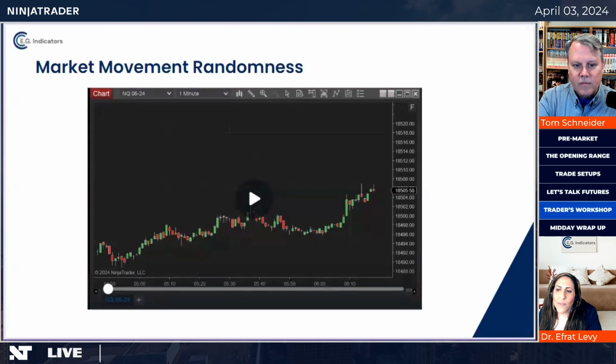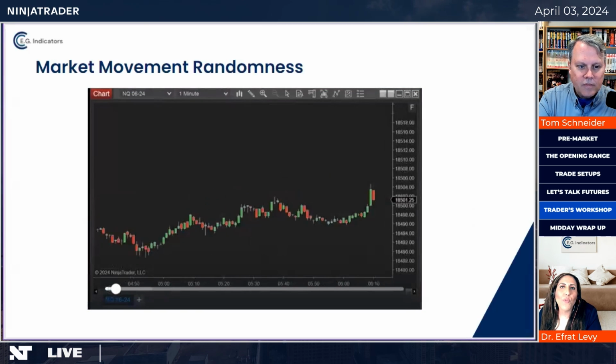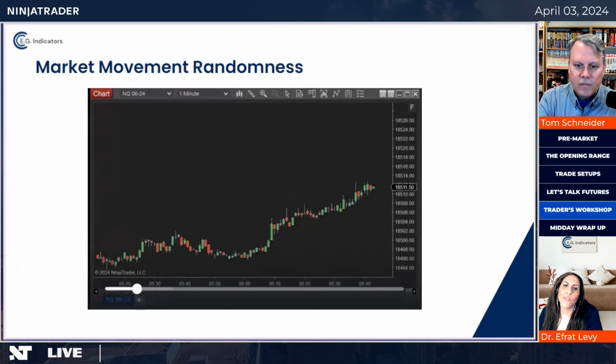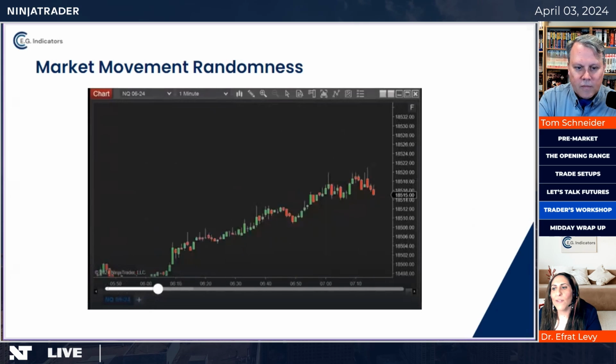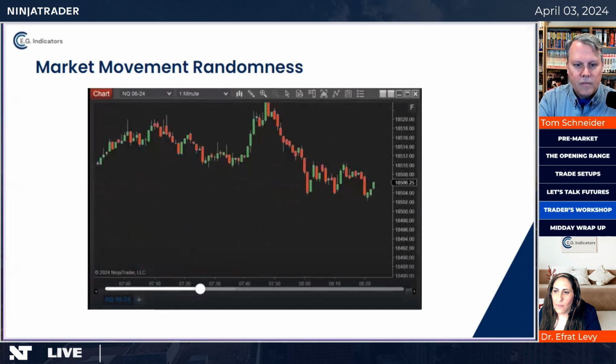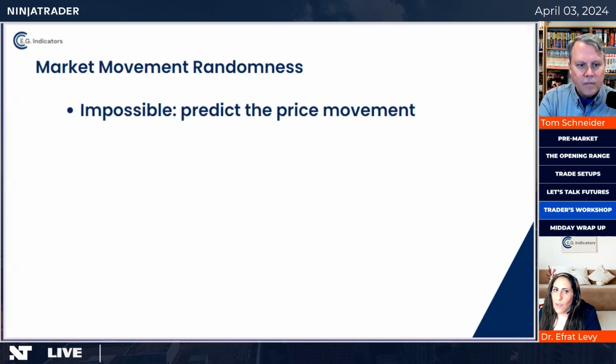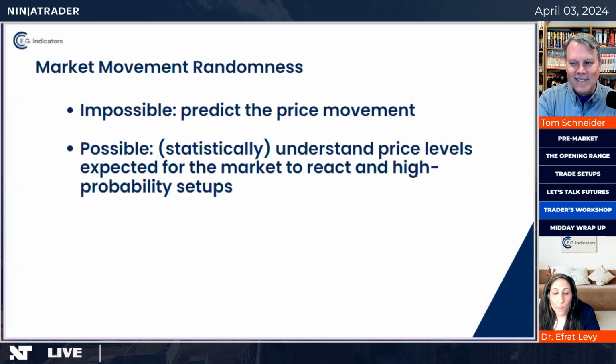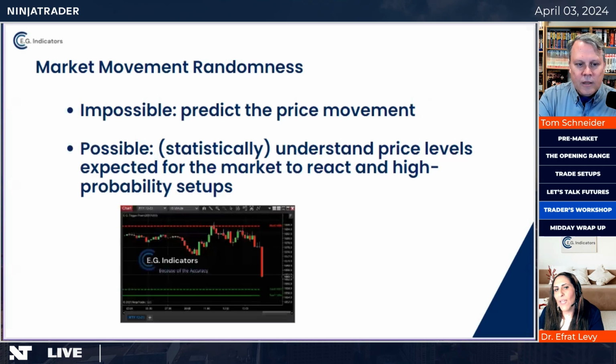So we know that the market movement is random. The market movement, at least from a day trading perspective, is random. It goes up and down, and then up, and then down again. And it is impossible to predict the price movement, or where the market is expected to go, up or down. But what is possible, statistically, is to understand price levels where market behavior is more expected and less random. And we're looking for these levels rather than flipping a coin.